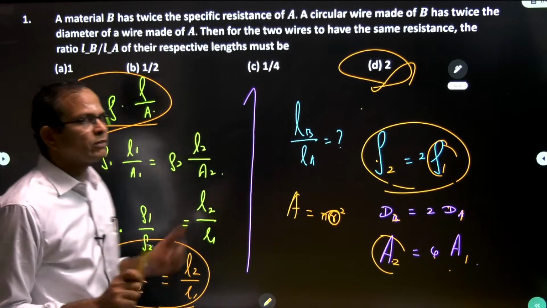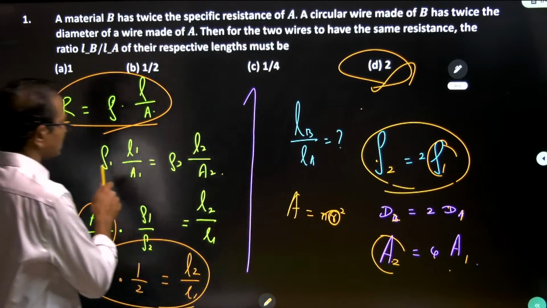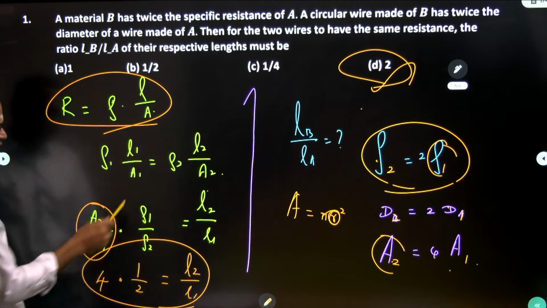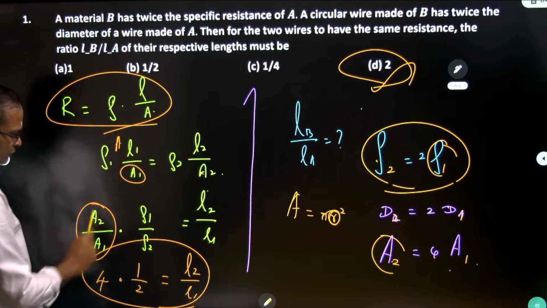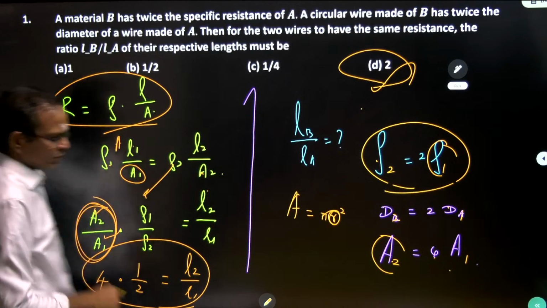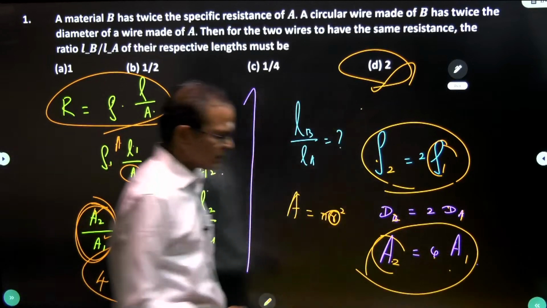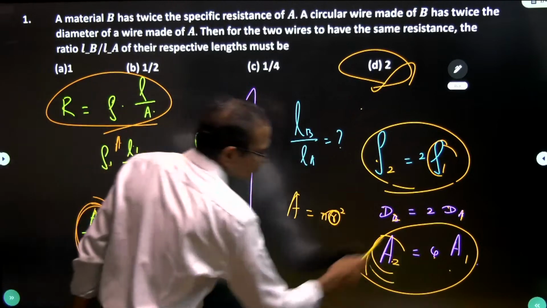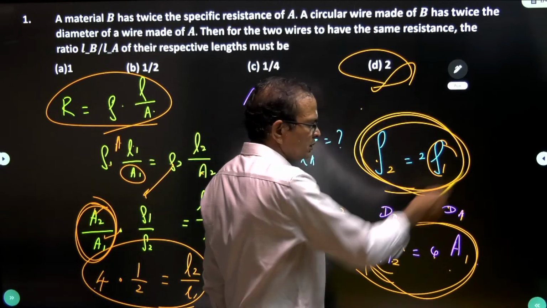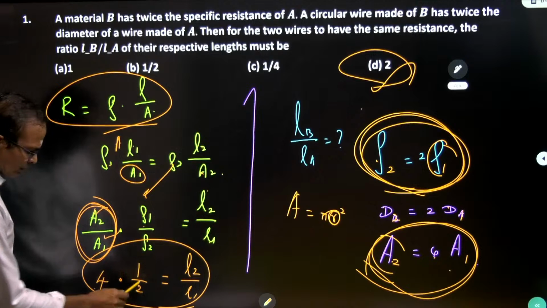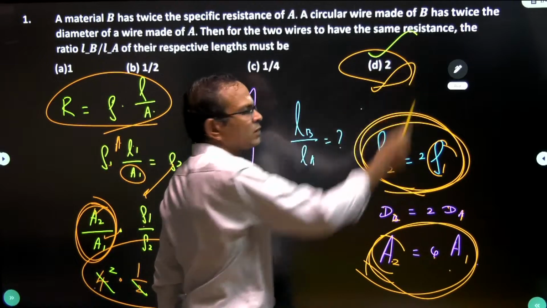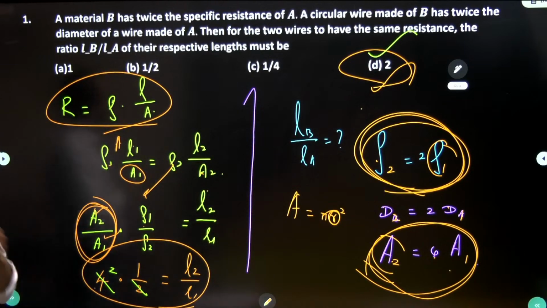The question says R1 equals R2. The question is L2 by L1. So simple it is. Just cross multiply the other things. A1 goes to the denominator and A2 comes to the numerator, A2 by A1. Rho 1 remains here and rho 2 comes to the denominator. What is A2 by A1? A2 by A1 is 4. What is rho 1 by rho 2? It is 1 by 2. So 4 times 1 by 2, what's the answer now if we cut it? 2 ratio 1 is the answer. So, 2 is the answer. Got it? Yes, sir. Good.